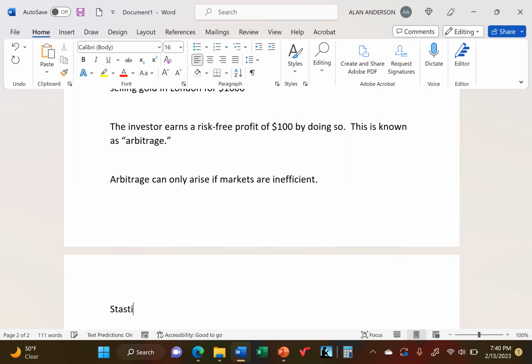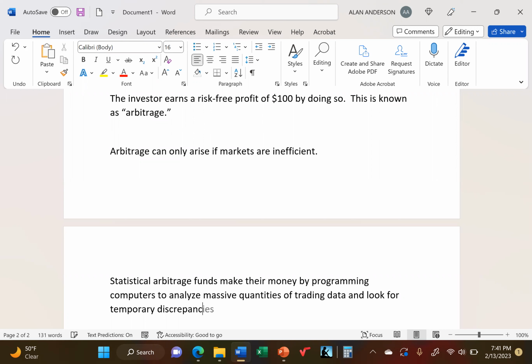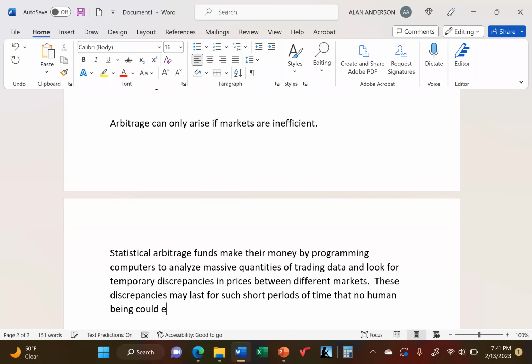Statistical arbitrage hedge funds do exist. And what do they do all day? They make their money by using computers to analyze massive quantities of trading data and look for temporary discrepancies in prices between different markets. Now, these discrepancies may last for such short periods of time that no human being could execute trades fast enough to take advantage of these opportunities.